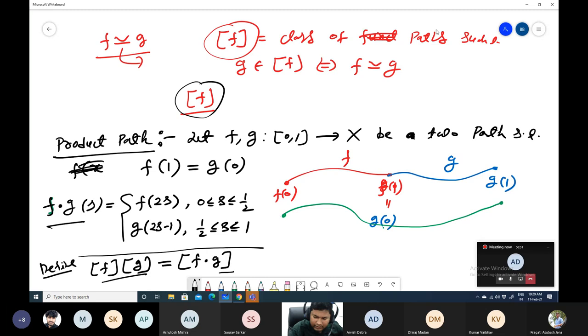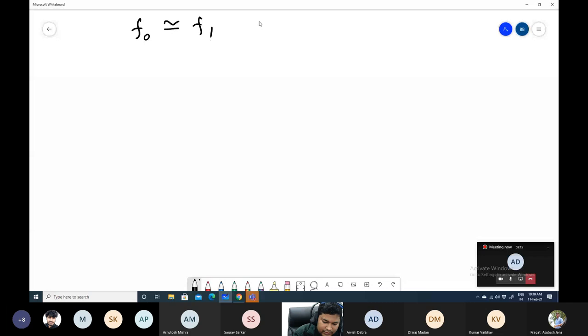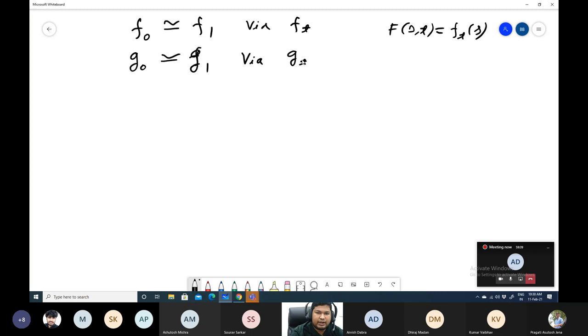Now, why is that well defined? That is a question, right? You have already known this one. Suppose, say, f0 is homotopic to f1 via f_t, where f is your F(s,t), and g0 is homotopic to g1 via g_t. Now f0 is homotopic to f1 and g0 is homotopic to g1. Then you can check that f_t · g_t is well defined.